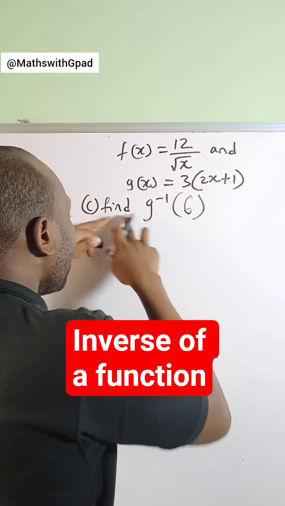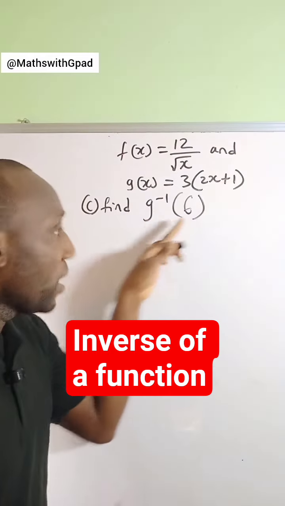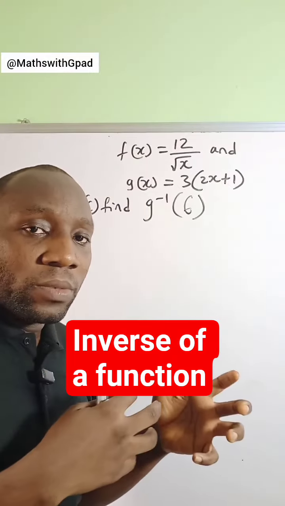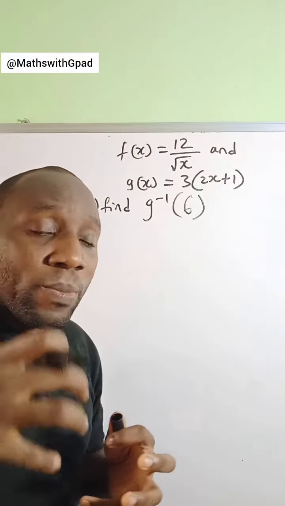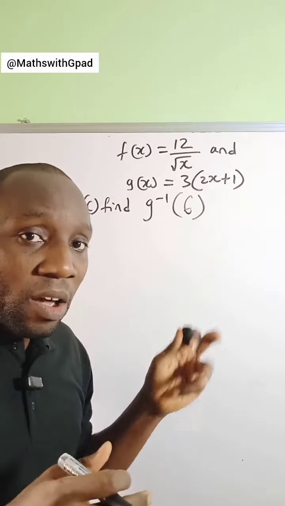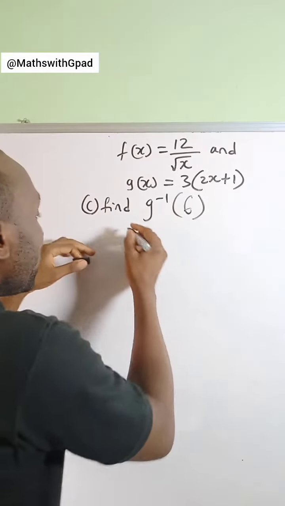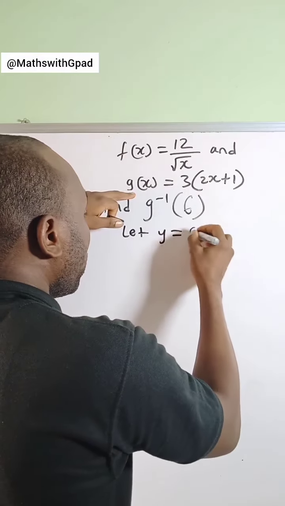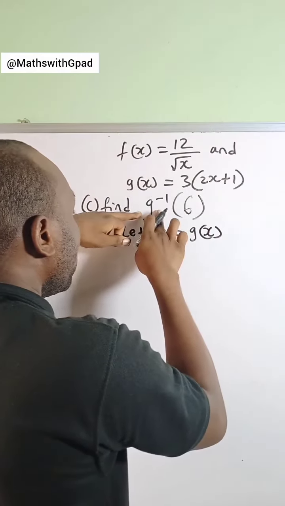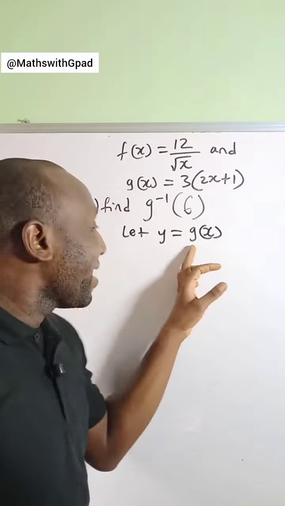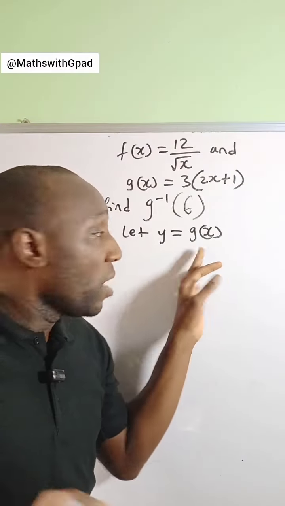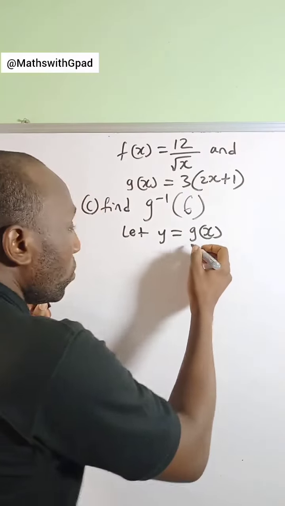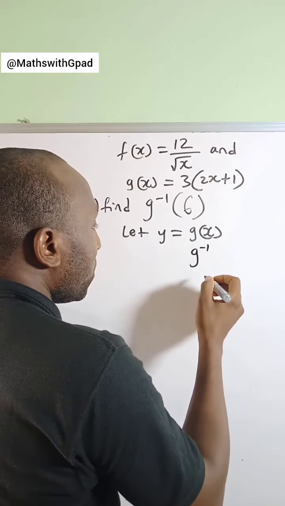Now this one says we should find g inverse of 6. G inverse of 6. So when you hear the inverse of a function, the inverse of a function is capable of undoing the effect of that function. So if we say let y be equal to g of x, because we are focused on the g inverse, and you want to get rid of this g function, what you do is to apply g inverse on this. So you do apply the g inverse function on this.